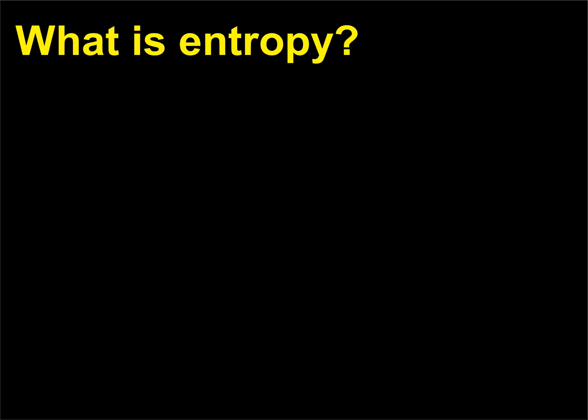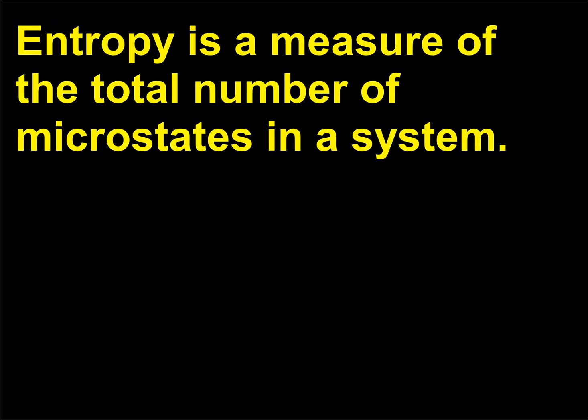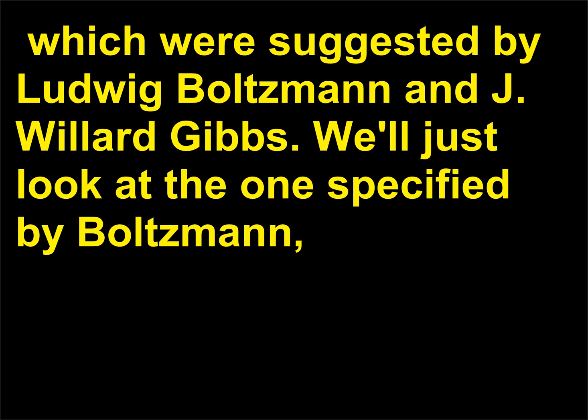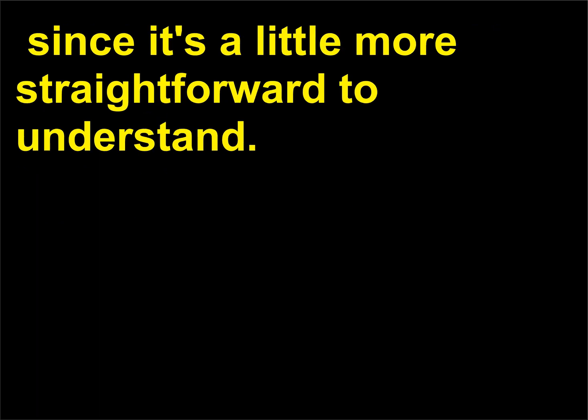What is entropy? Entropy is a measure of the total number of microstates in a system. There have been two widely used definitions of entropy, which were suggested by Ludwig Boltzmann and J. Willard Gibbs. We'll just look at the one specified by Boltzmann, since it's a little more straightforward to understand.